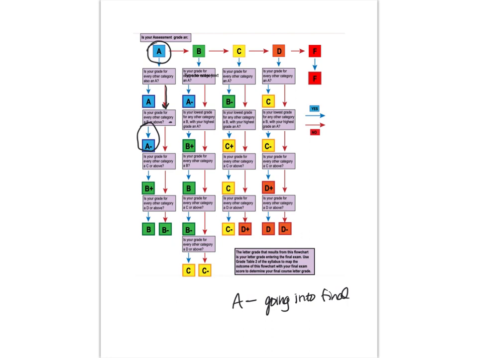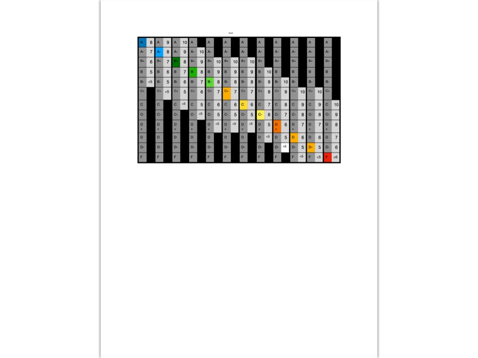So let's look at our final flow table to see where he could end up for his final grade. Here we see we start at the A-, and we see that in order to get an A, and that would be right here, he would need a 9 out of 10 on the final. So it is possible for him to earn an A.